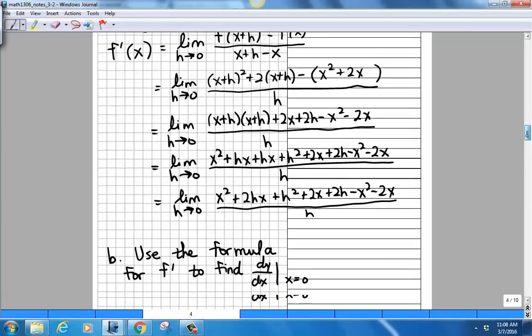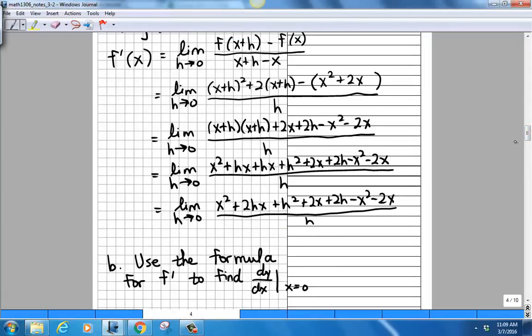But in this case, do we get a bunch of things disappearing? I think so, right? Because here we have x squared, and here I have minus x squared. What a relief. So those go away. Here I have plus 2x, and here I have minus 2x. So the 2x goes away, right? So what are you left with here? Just the limit as h goes to 0 of what? 2hx plus h squared plus 2h, is that right? All of that divided by h.